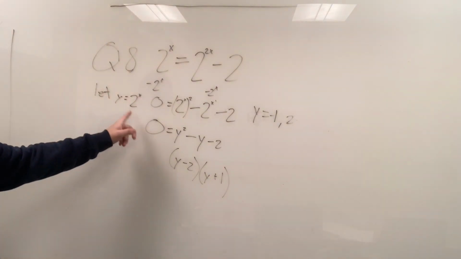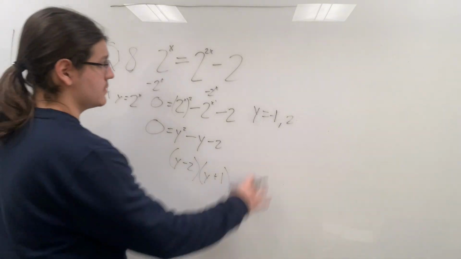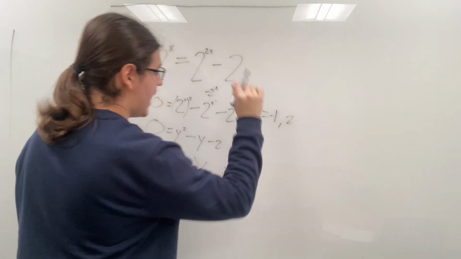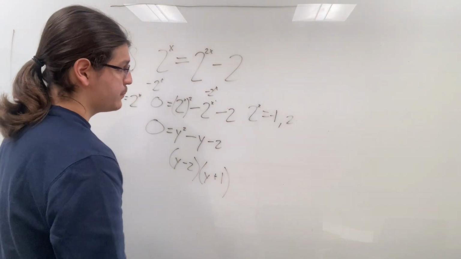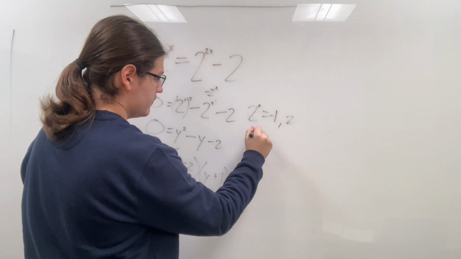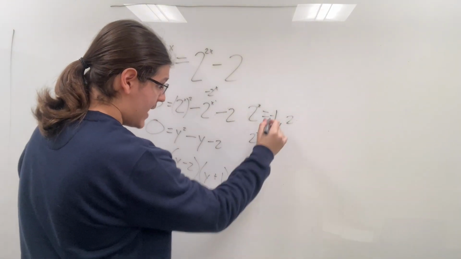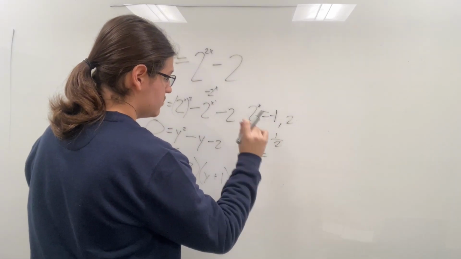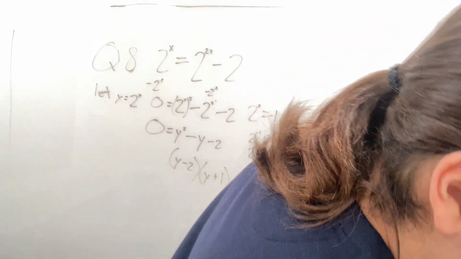We made this substitution. We have to put our 2 to the x back into the equation. 2 to the power of x equals negative 1 and 2. And now we will check. 2 to the negative 1, well, that is just 1/2. And 2 to the power of 2, is equal... Oh, wait, I'm doing this wrong. I'm doing this whole thing wrong.